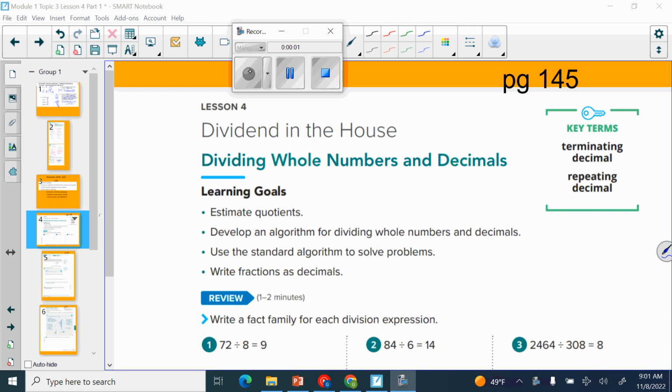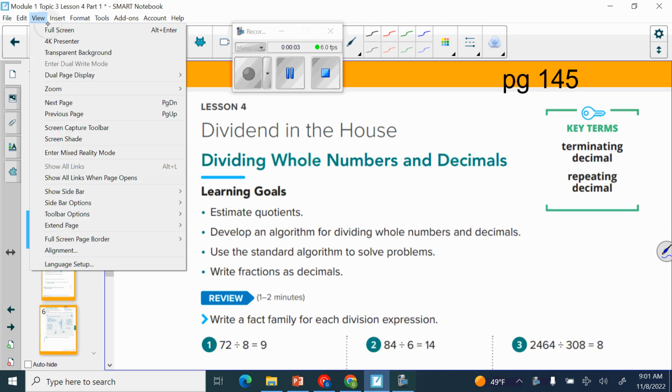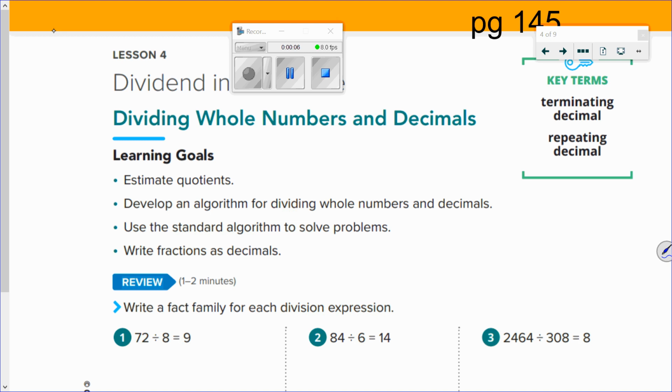Everybody open up page 145 in your books. What we're going to be doing today is working a lot on dividing whole numbers and decimals. We're going to be estimating our quotients. We're going to develop an algorithm. Then the next class period, we'll use that standard algorithm and then write some fractions.